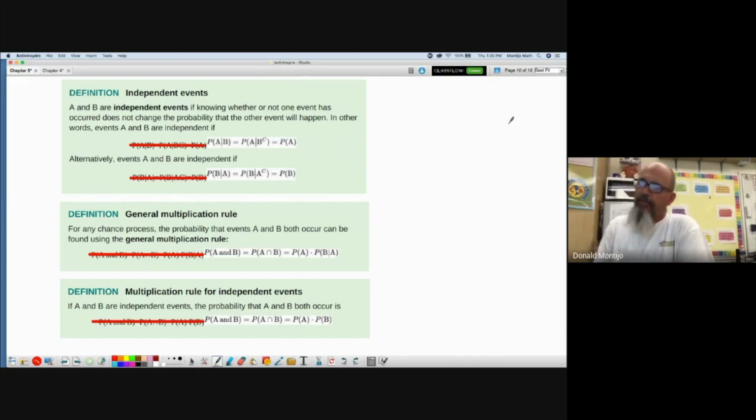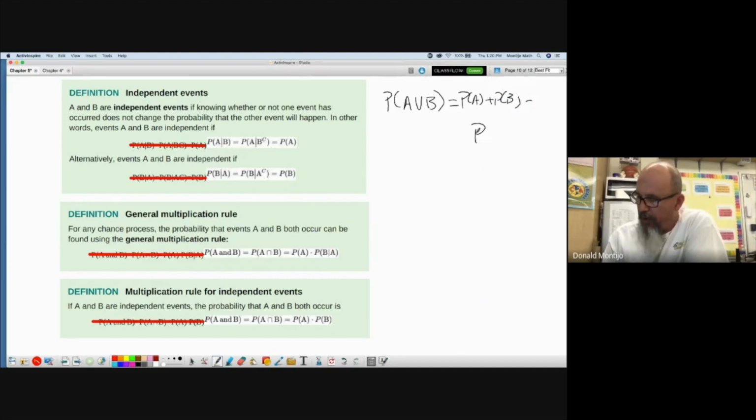Okay, so we have the general addition rule that we talked about earlier, which said the probability of A or B equals the probability of A plus the probability of B minus the probability of A and B. That works always for every single problem in the world. That formula will work for any union of two events. Remember, the union is this event or this event.